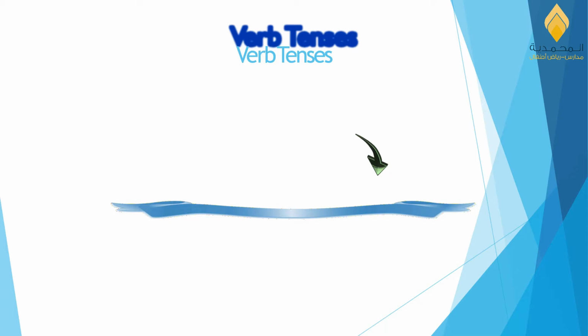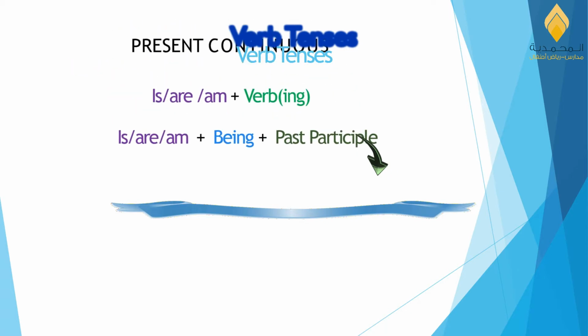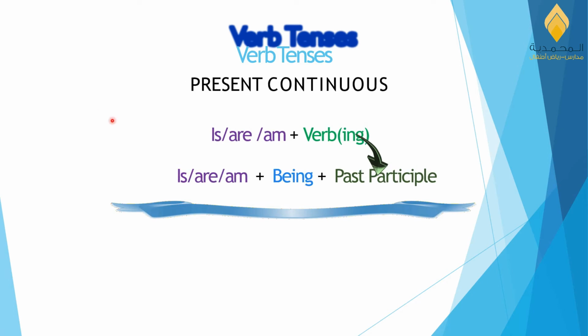Now, let's have a look at how we form a passive sentence in the present continuous tense. You know, an active sentence starts with a subject followed by is, are, or am, with the verb followed by ing. But if you want to change that sentence into passive, I will start with the subject, followed by is, are, am, followed by being, which is the appropriate form for the continuous in the passive, followed by the past participle. Shall we look at an example?